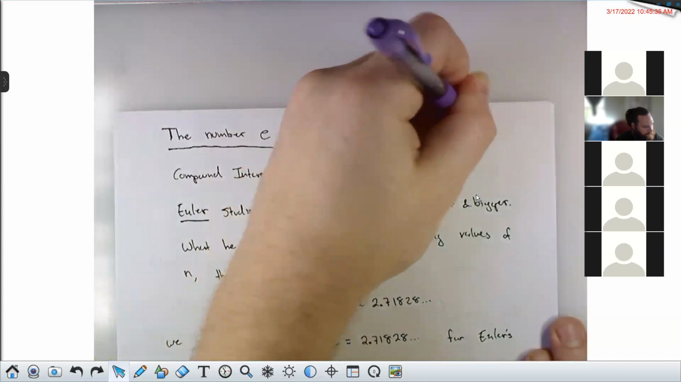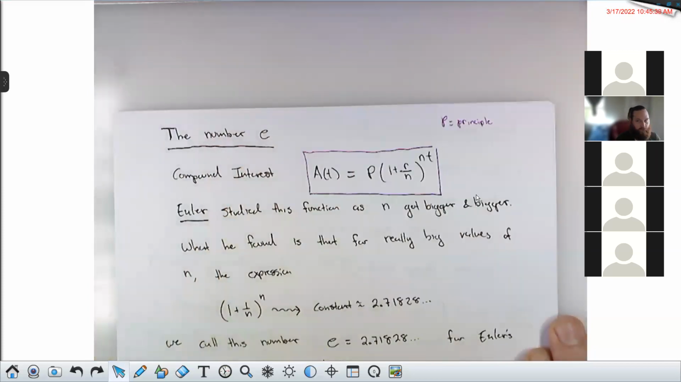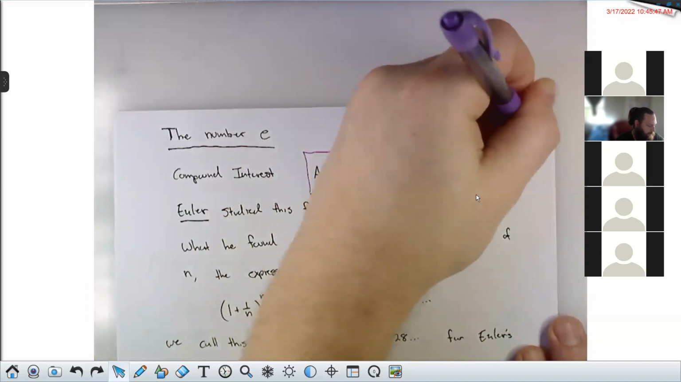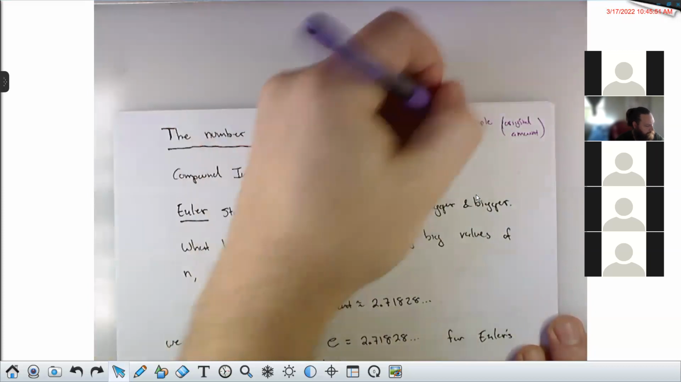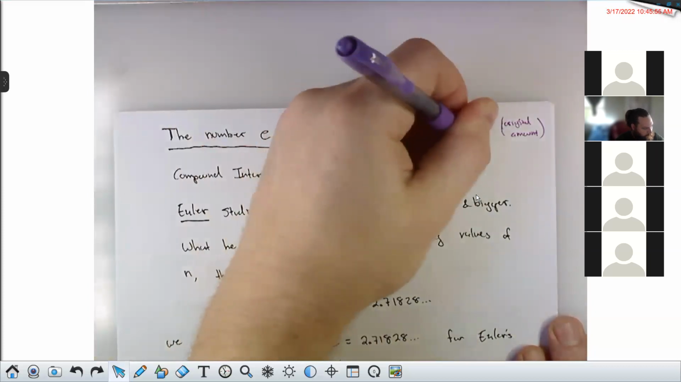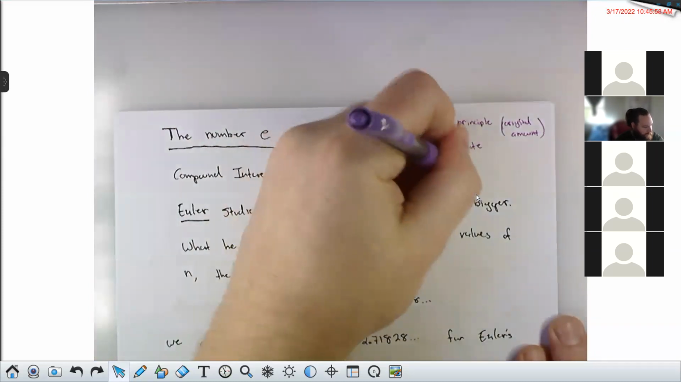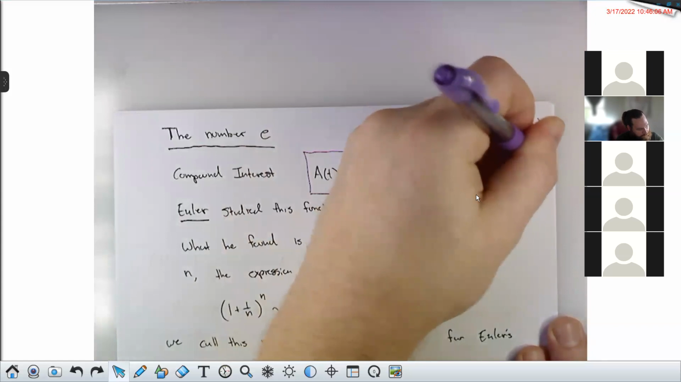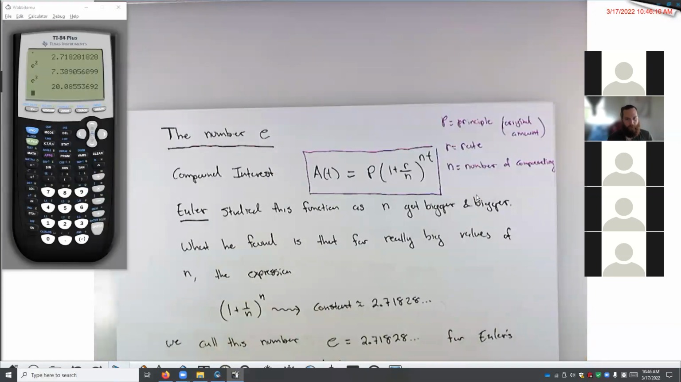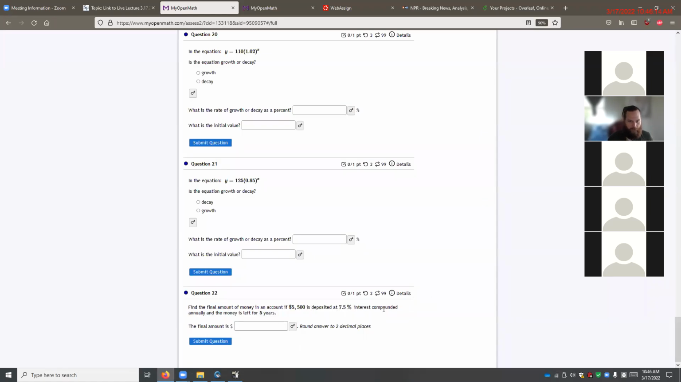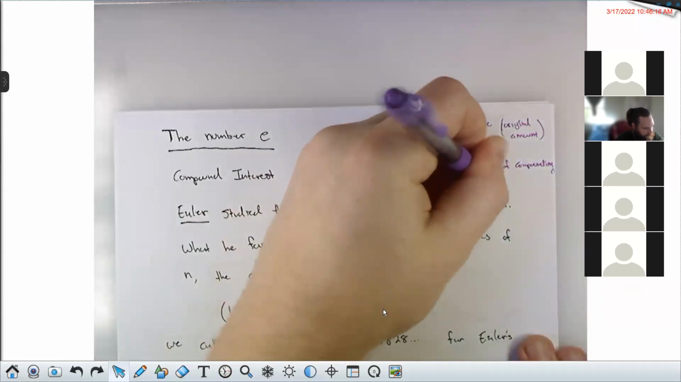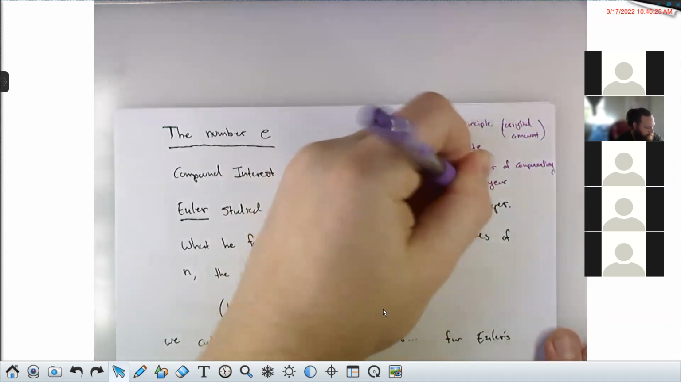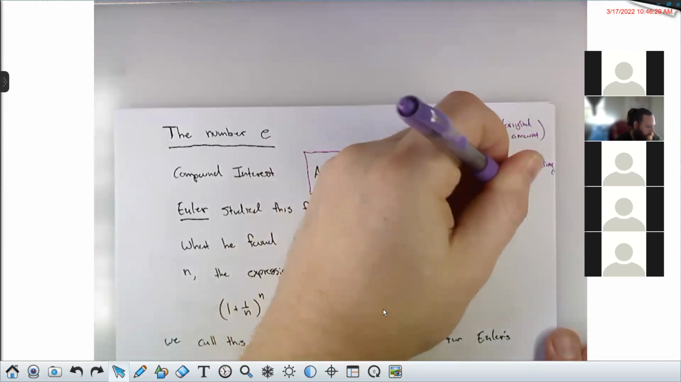P here is called the principal. It's the original amount invested. You invest or borrow. R is the interest rate. N is the number of compoundings, and usually we say per year, but if we're careful, it's per unit time. So let me say compounded annually. Yeah, we'll say per year. Okay, and T, of course, is time. And in this case, for your homework set, it'll be measured in years.